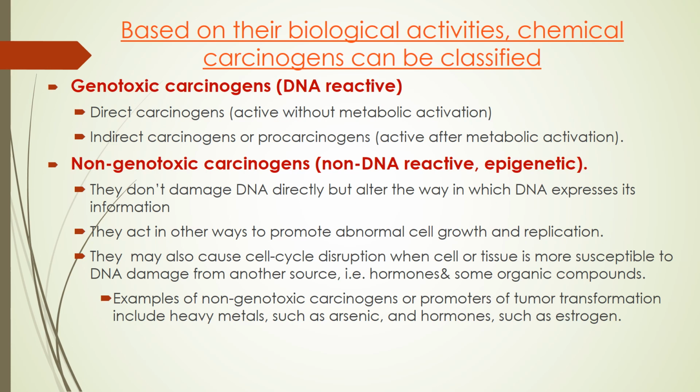They may also cause cell cycle disruption when the cell or tissue is more prone to DNA damage from another source, for example, hormones and some organic compounds. Like for example, we have seen the promoters. Examples of non-genotoxic carcinogens or promoters of tumor transformation are heavy metals such as arsenic and hormones such as estrogen.